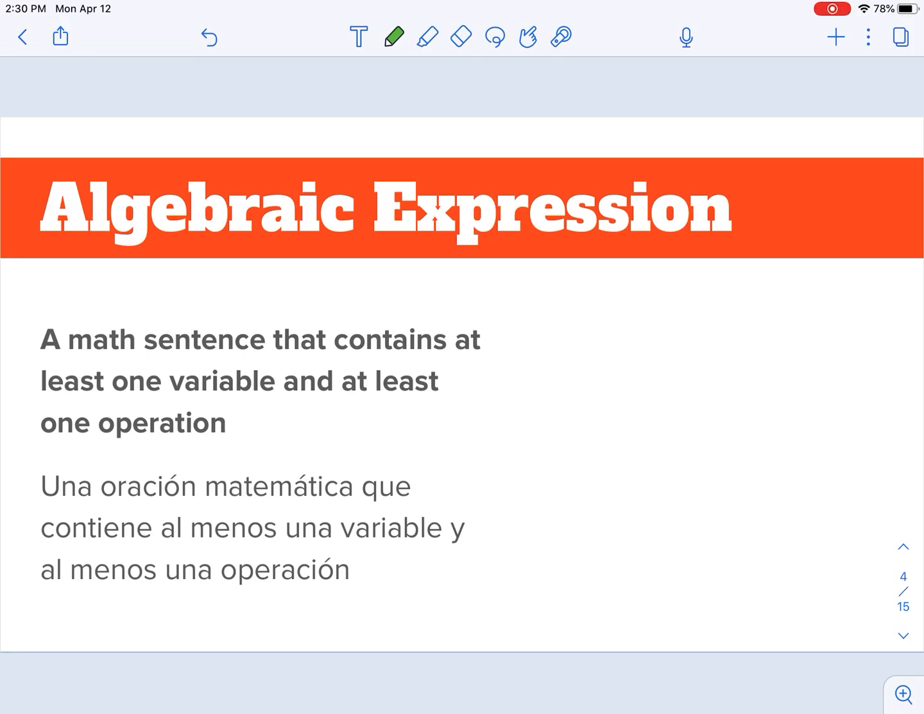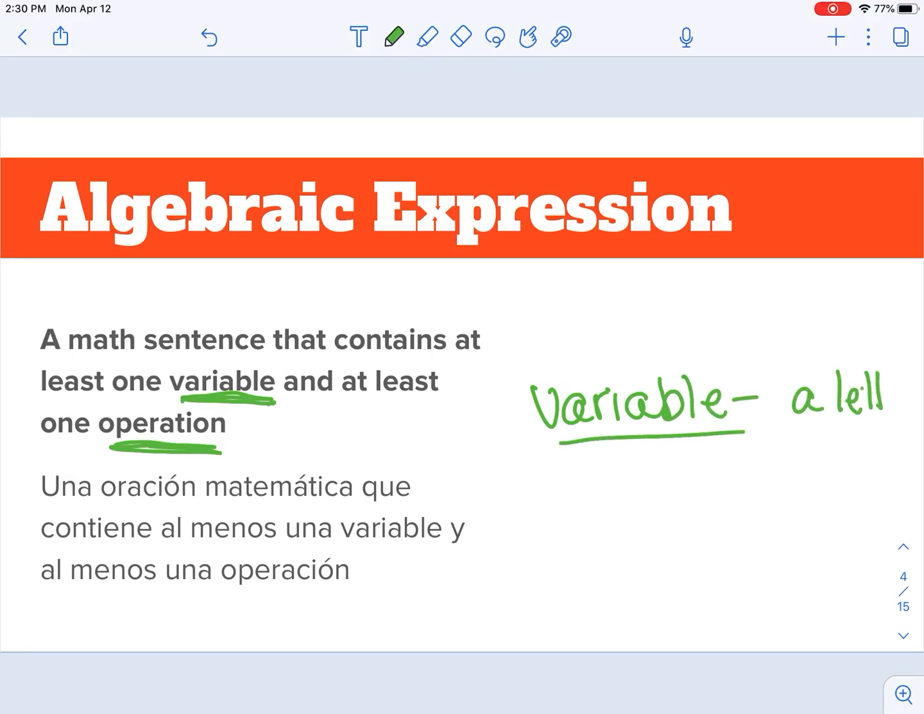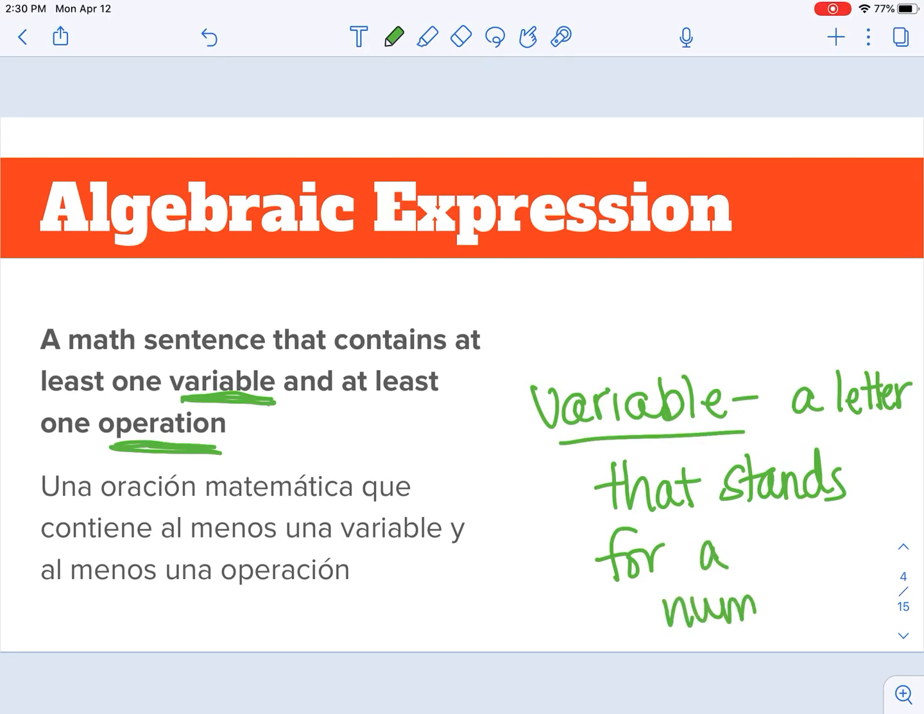Now, today we're going to look a little bit at numerical expressions, but then we're going to start looking at algebraic expressions. An algebraic expression is a math sentence that contains at least one variable, and we're going to talk more about what variables are in a little bit, and at least one operation. And a variable is a letter that stands for a number. Okay, it can be any letter and it's representing a number.